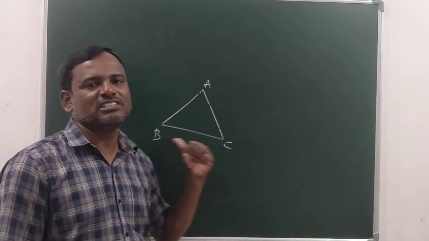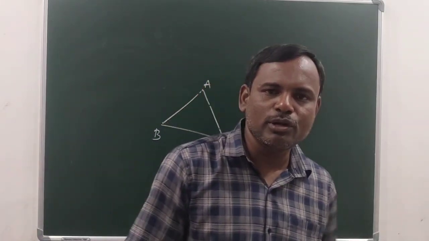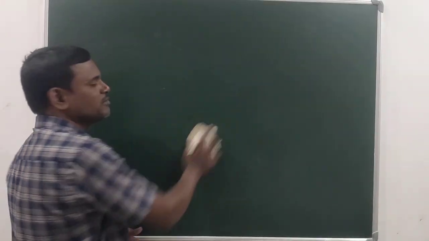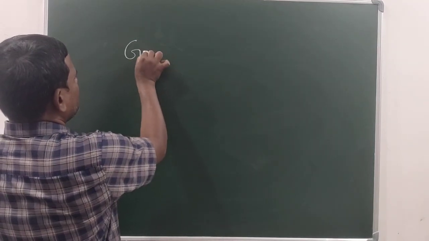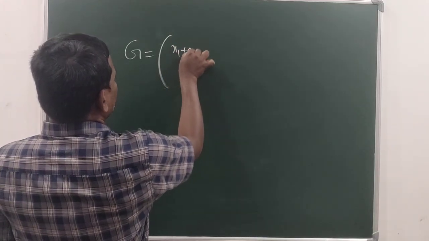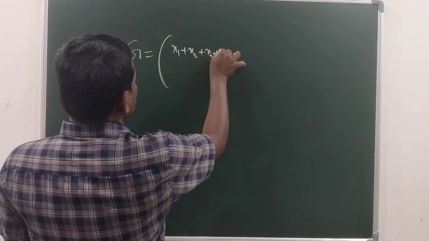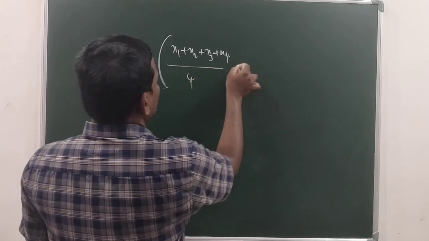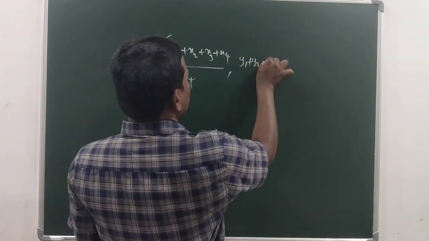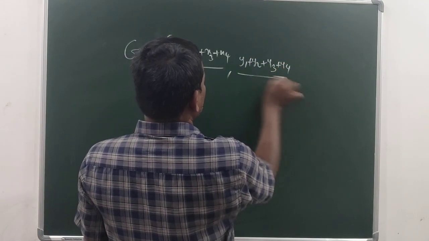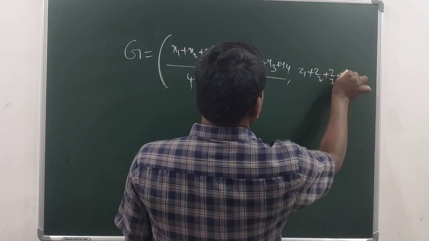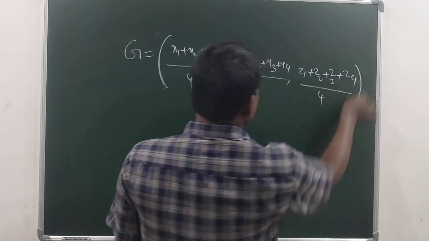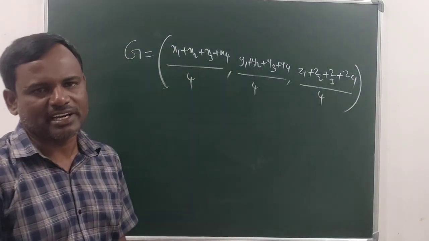Okay? But here what you have to remember, 4 vertices of the tetrahedron will be given to you and they will ask you to find the centroid. See, G is equal to (x1 plus x2 plus x3 plus x4)/4, (y1 plus y2 plus y3 plus y4)/4, (z1 plus z2 plus z3 plus z4)/4. This is the centroid formula for tetrahedron.